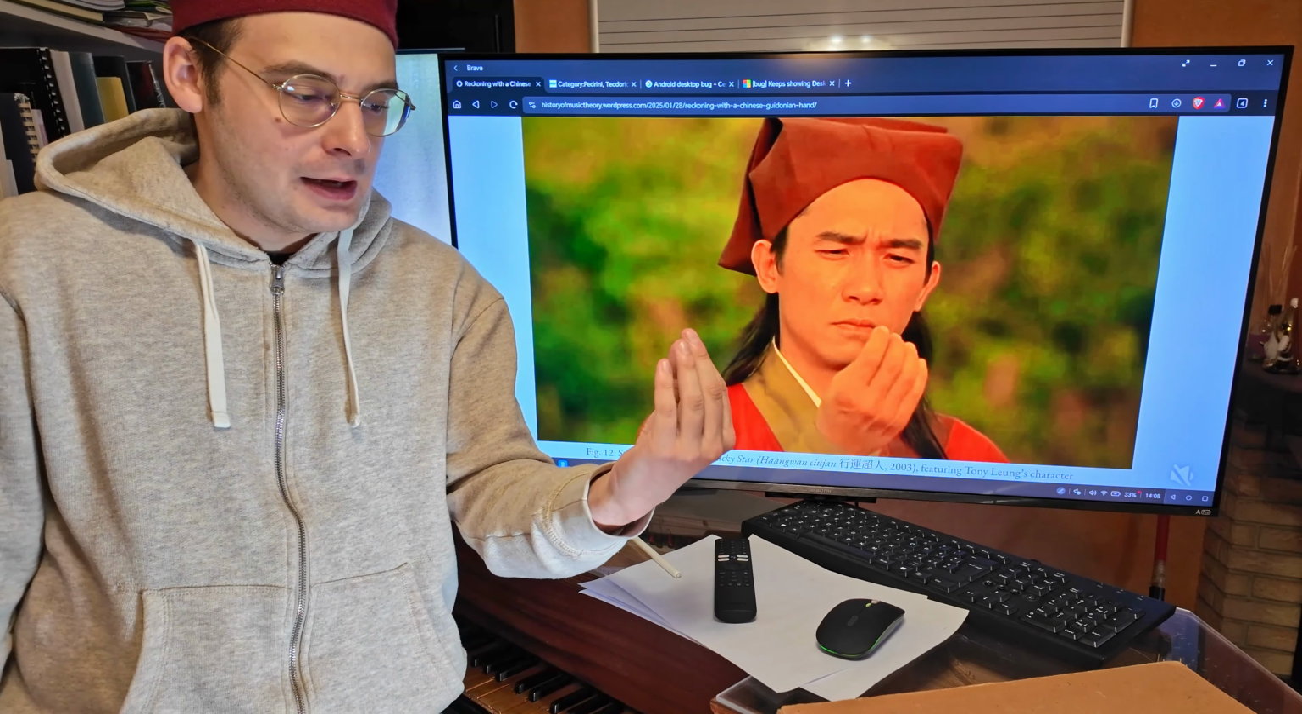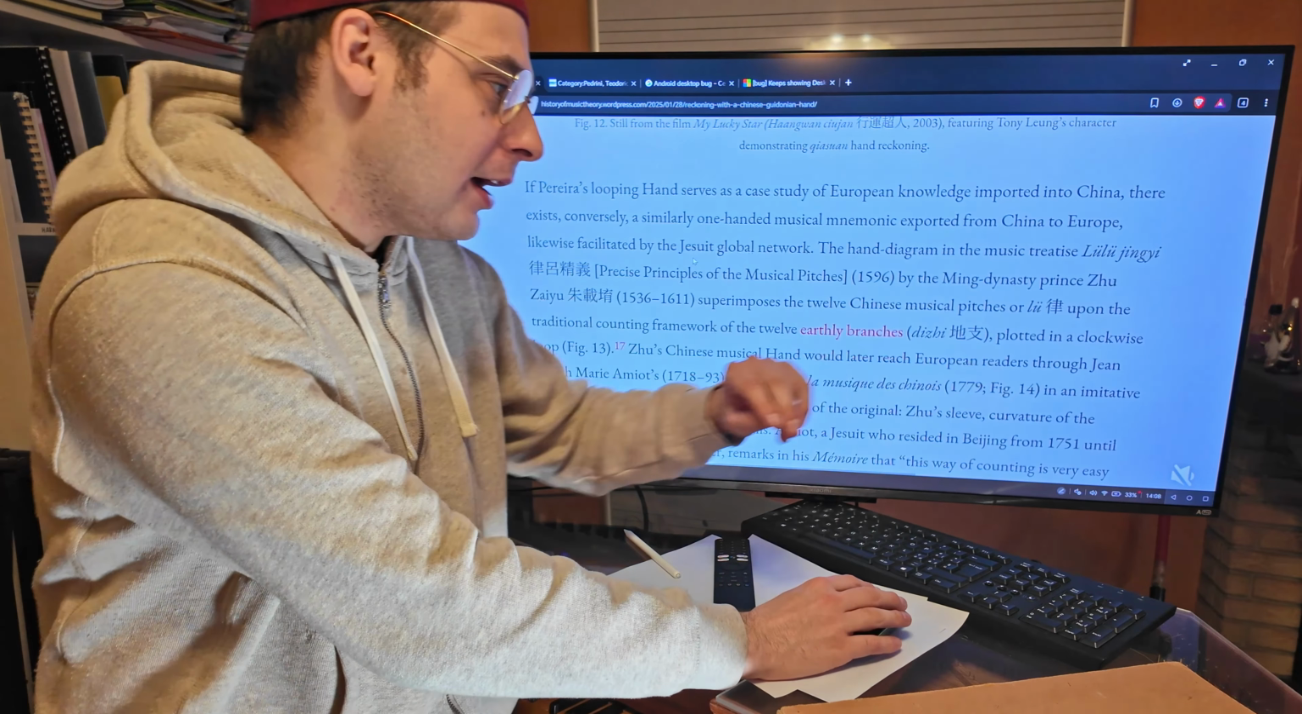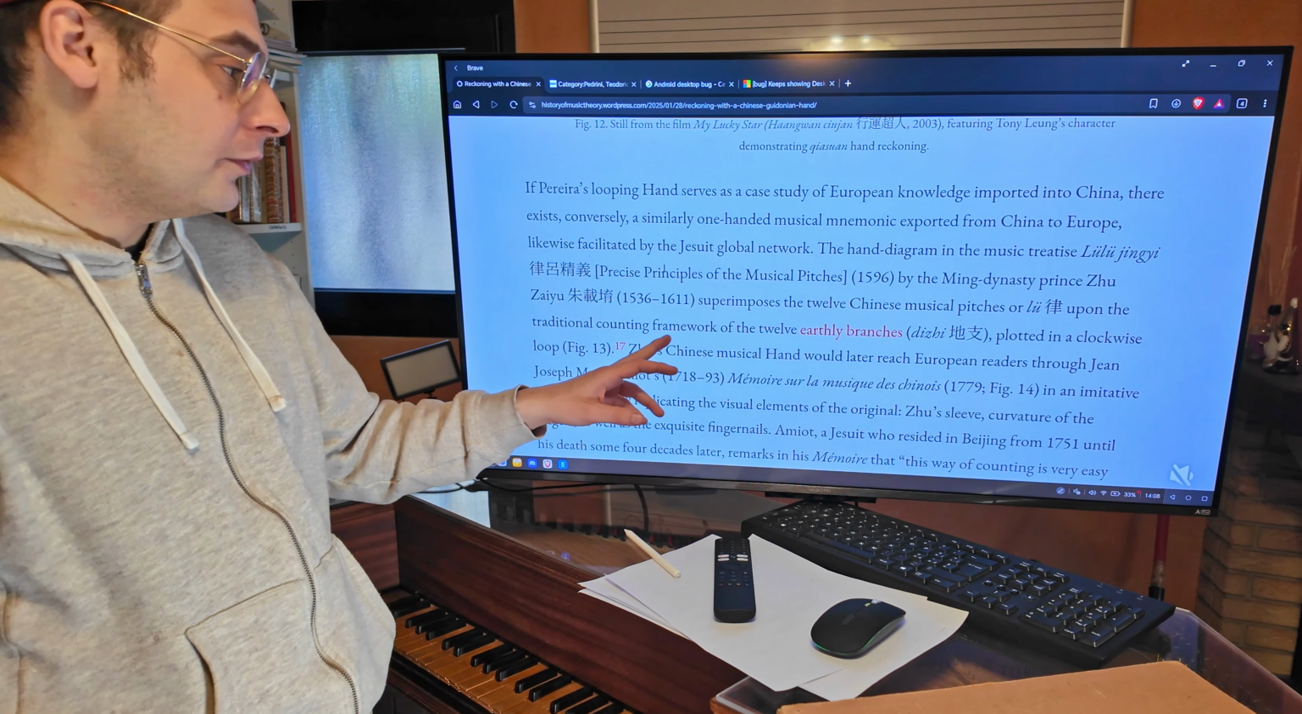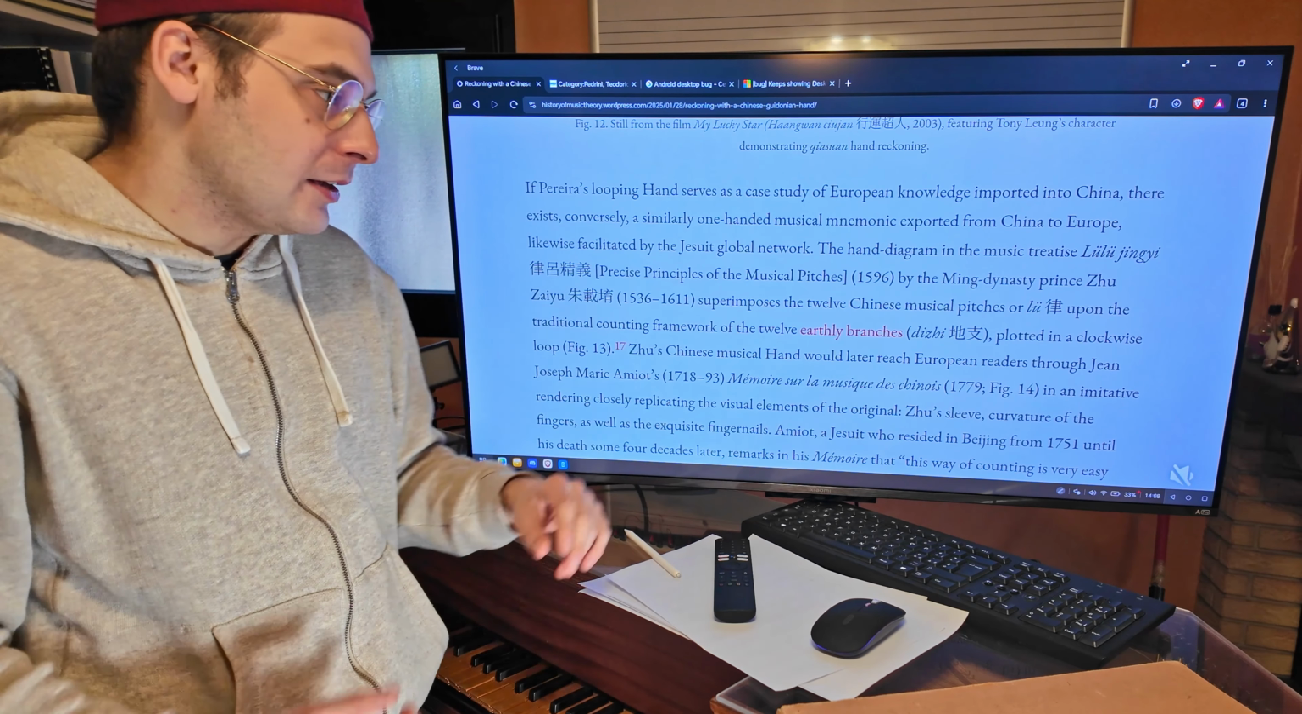Then, if Pereira's looping hand serves as a case study of European knowledge imported to China, there exists conversely a similar one-handed musical mnemonic exported from China to Europe, likewise facilitated by the Jesuit global network. So where there is something strange, there are always Jesuits, even today. The hand diagram in the music treatise superimposes the 12 Chinese musical pitches upon the traditional counting framework of the 12 earthly branches.